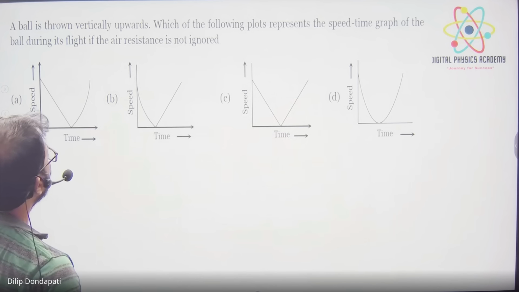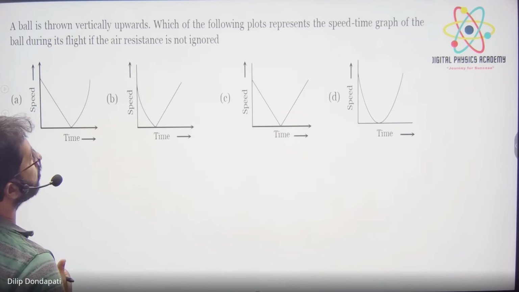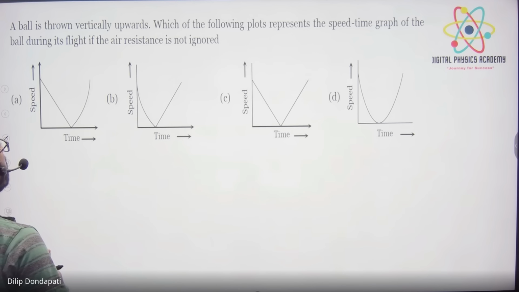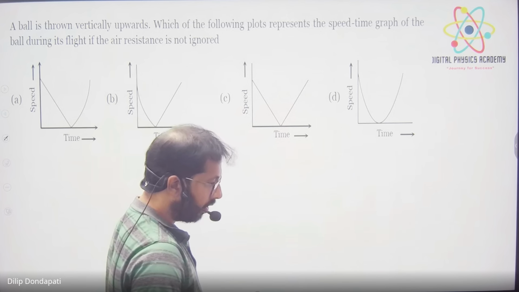See, a ball is thrown vertically upwards. Which of the following plots represents the speed time graph during the time of flight if the air resistance is not included? Okay, no problem. So you tell me, will it be B? Why? Because it increases at first and then it remains constant.